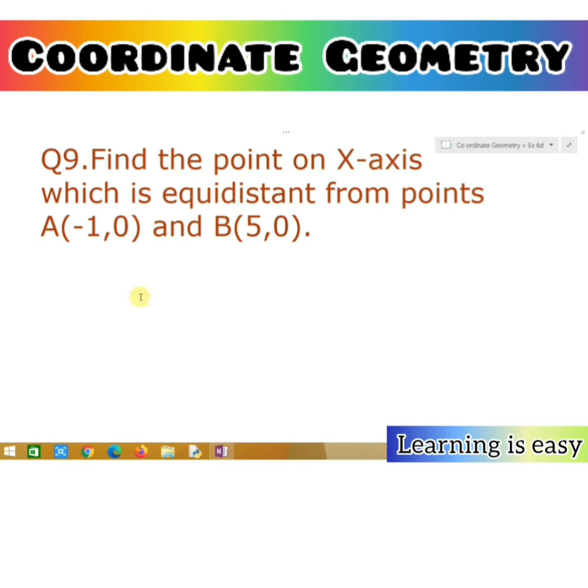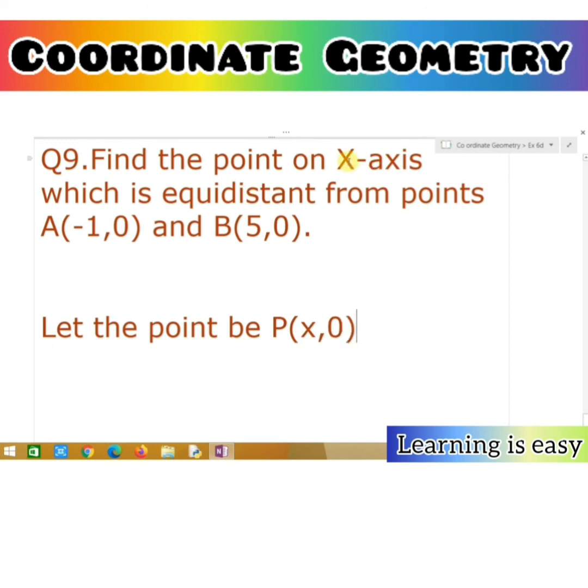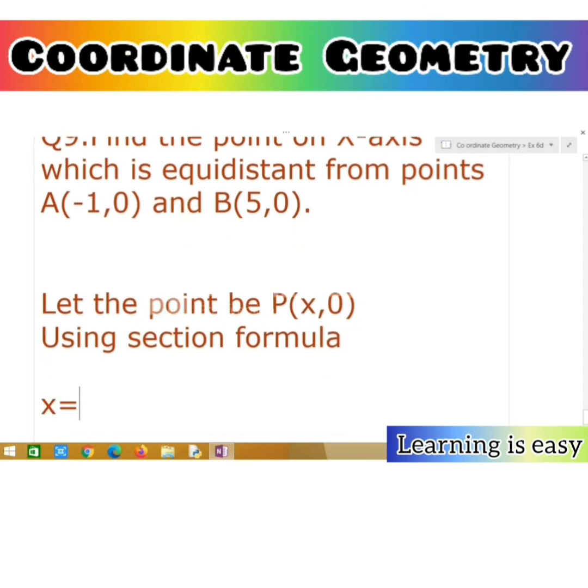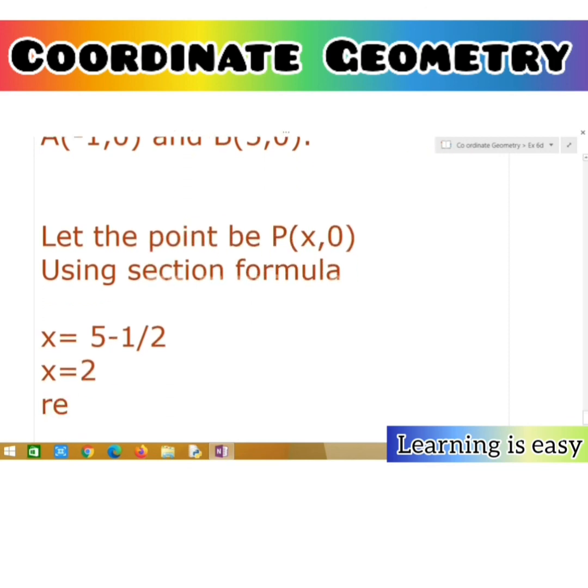Next, question 9. Find the point on the x-axis which is equidistant from A and B. It's mentioned the point lies on the x-axis, which means the y coordinate is 0. So the point P has x comma 0 as the coordinates. It is equidistant, it is mentioned again in the question. So we can just find using the section formula x equal to 5 minus 1 by 2. So the x value is 2. So the required point is 2 comma 0.